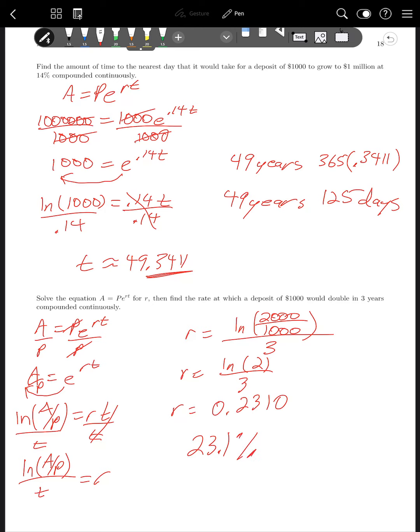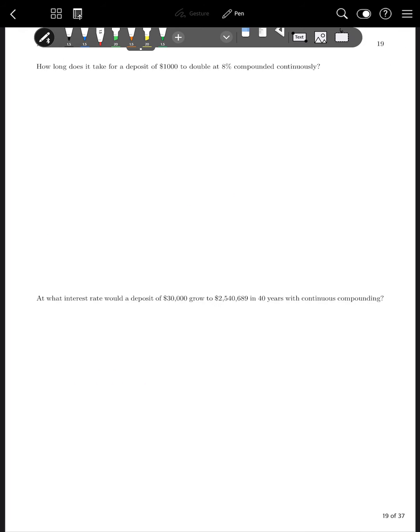Okay, so that's the idea. So go ahead and flip to the next page. And you can pause the video for a second and try these 2 problems, which are very similar to the ones we just did.